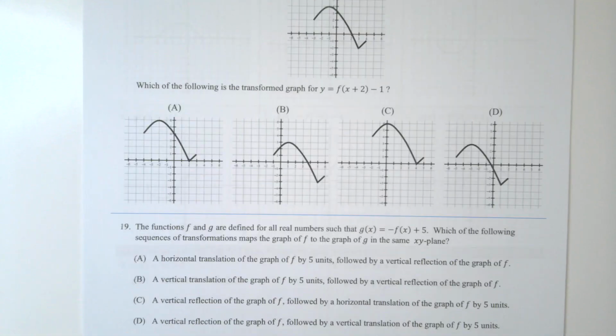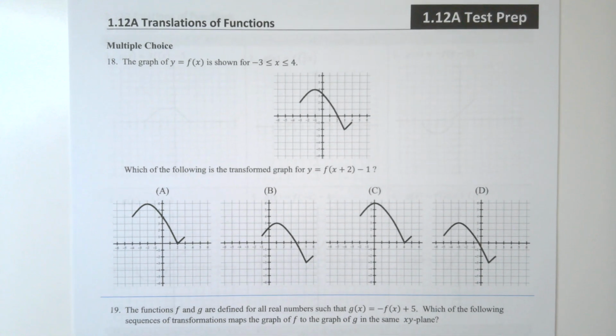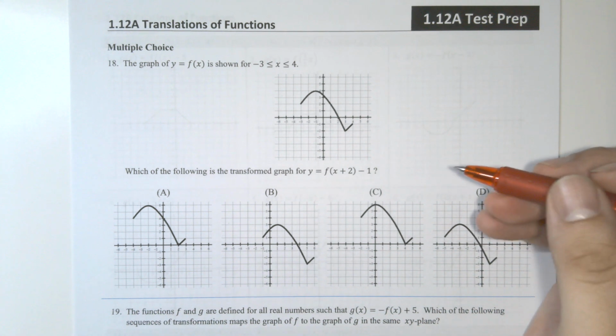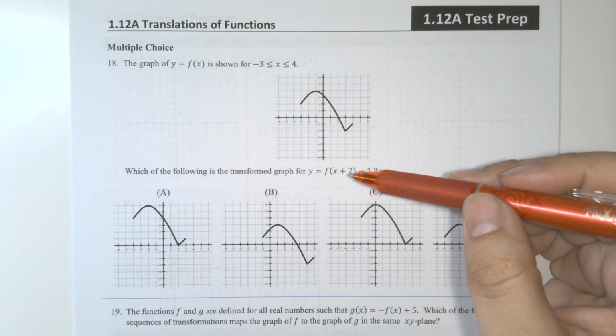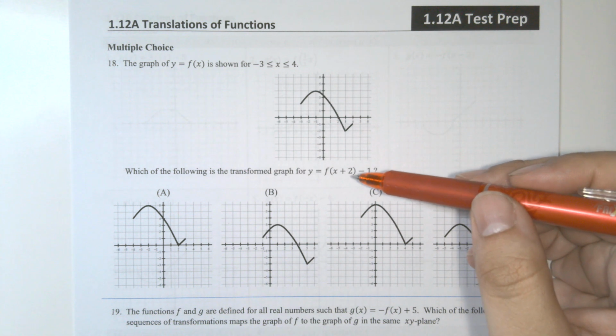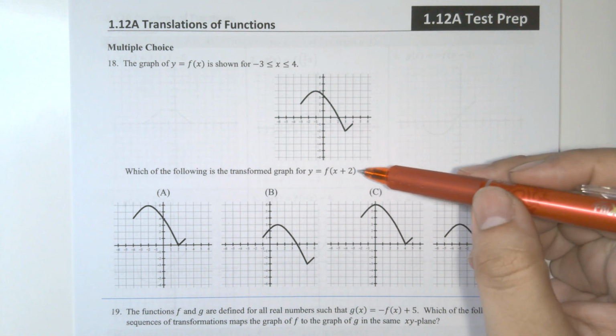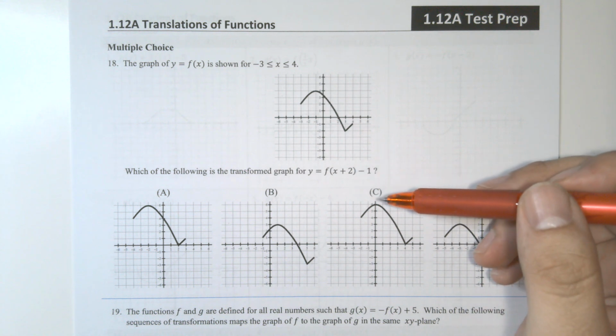Now let's look at our favorite section of any of these assignments, the test prep. So for number 18, which of the following is the transformed graph of y equals f of x plus 2, minus 1? So we just want to identify what our transformations are of this graph. So this plus 2 is going to tell us that we moved left 2, and then -1 is down 1.